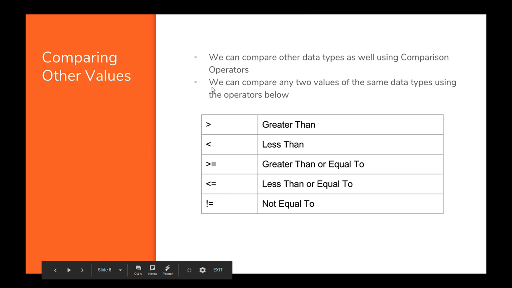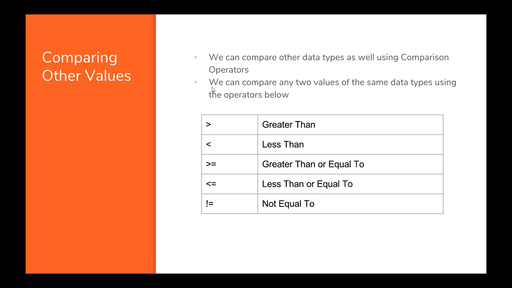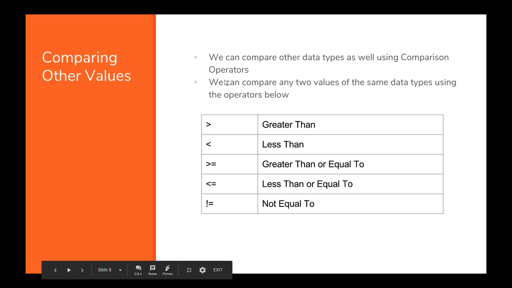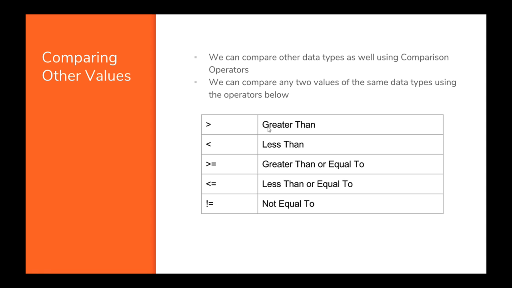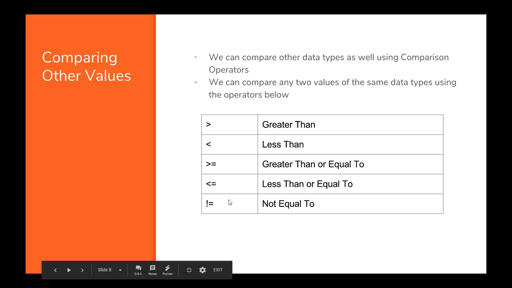It's kind of obvious, or it should be, that we can't just have Bool variables to compare. We can actually compare other data types as well using comparison operators. We can always check if they are equal to each other, but we can compare any two values of the same data type by checking for greater than or less than, greater than or equal to, less than or equal to, or even not equal to.